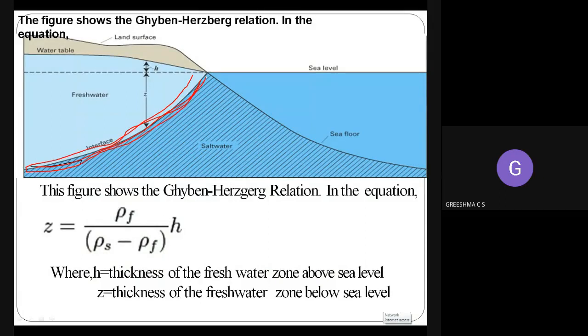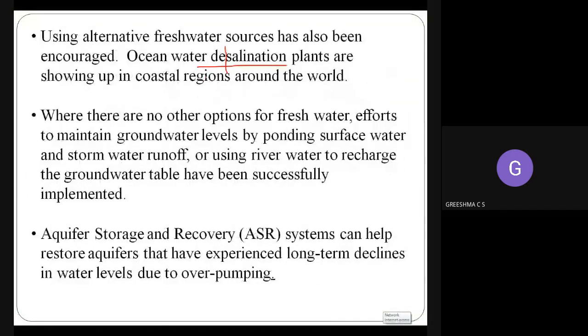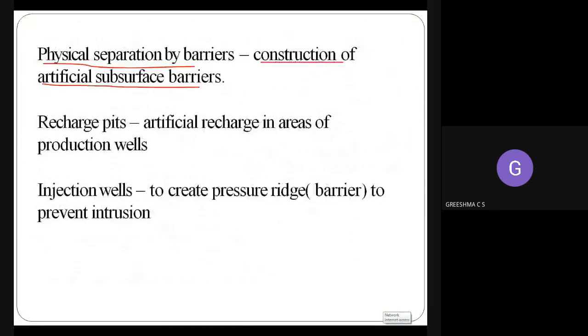കുഴിക്കുകയല്ല construct ചെയ്യുക. Okay, so subsurface barriers can be constructed so that the salt water is not crossing the barrier. അതായത് നമ്മൾ ഭൂമിന്റെ അടിയിൽ എന്തെങ്കിലും ഇങ്ങനെ കെട്ട് പോലെ കൺസ്ട്രക്ട് ചെയ്ത് കൊടുക്കുക. So that the salt water won't be crossing the boundary. Construction of artificial subsurface barriers.